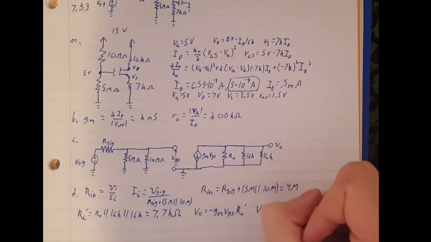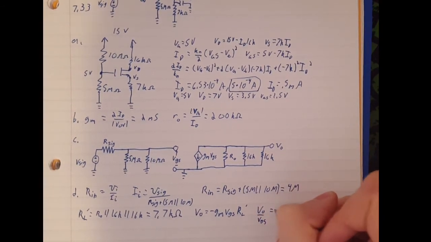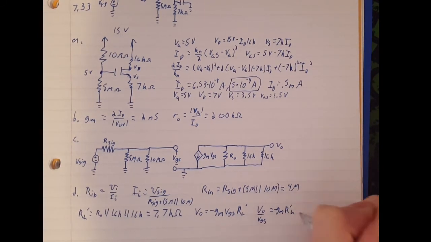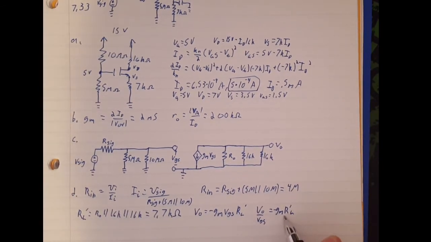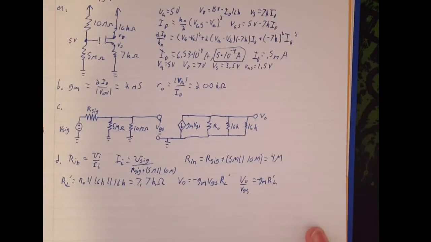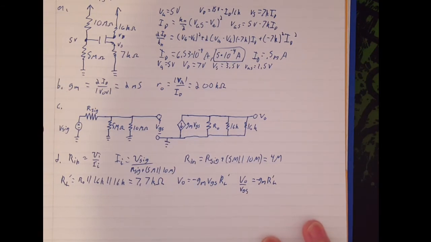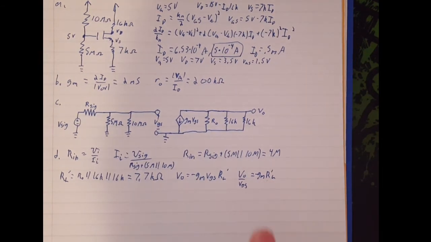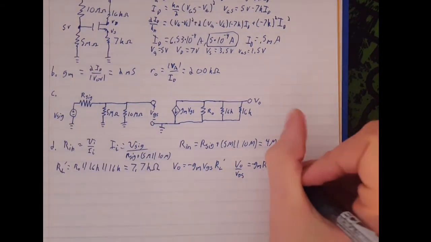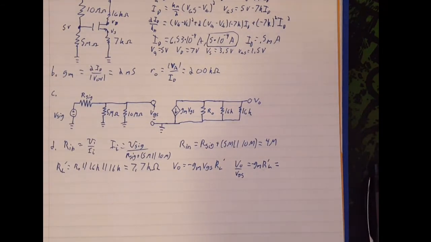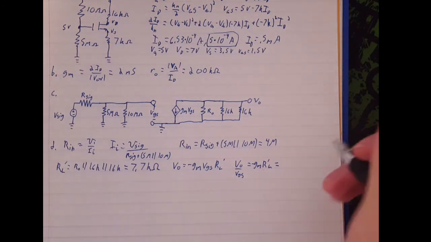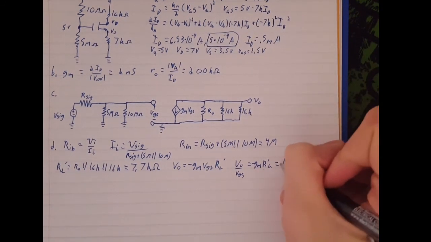And so V out over VGS equals negative gm RL prime. This is most of the forms that this equation will take. It's almost always going to be your negative gm times your total load resistance. So seeing that it looks like this, I know we're on the right track. And that's equal to negative 15.4.